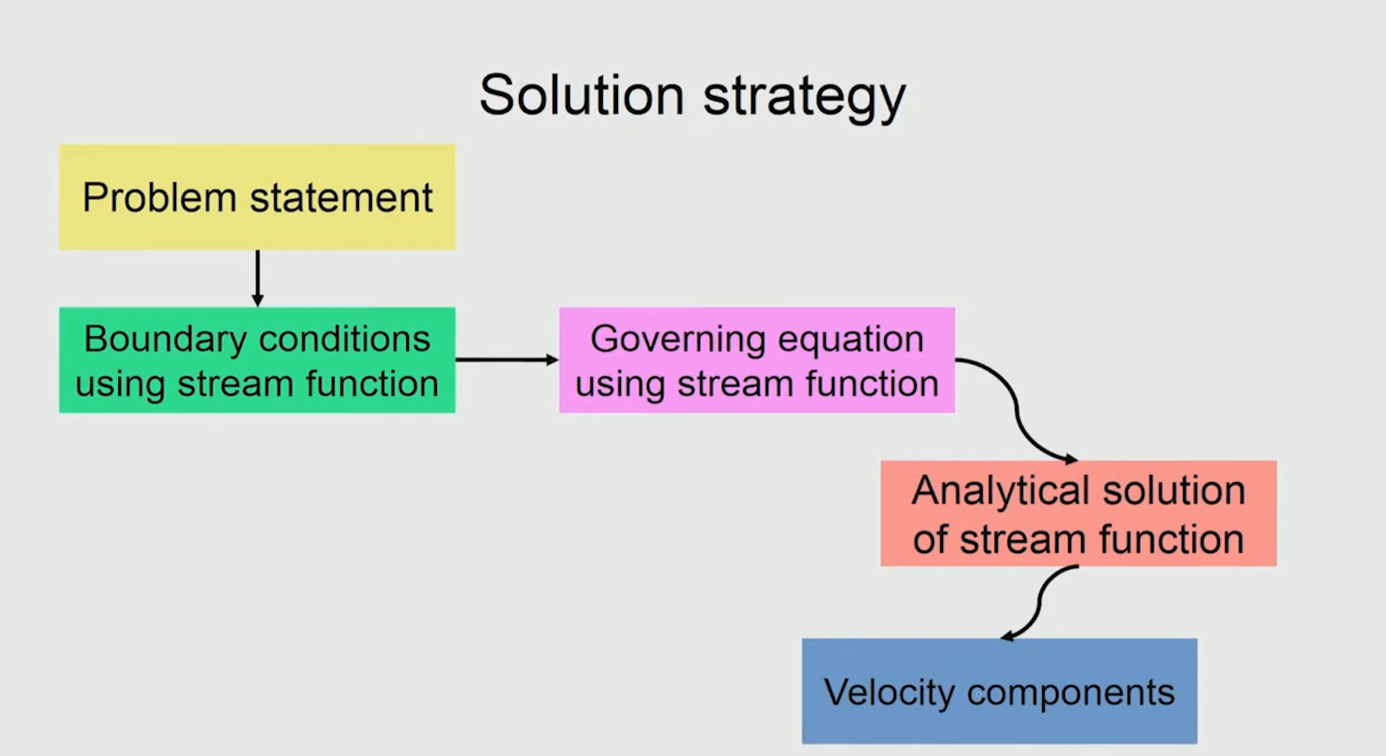We are actually going to start off with a problem statement as we normally do in most of the transport phenomena problems, and then we will be writing the boundary conditions, but here we make a deviation from the other problems we have done in previous sessions. We will be writing the boundary conditions using the stream function. This is because the solution will be accessible if we use the stream function for this particular problem.